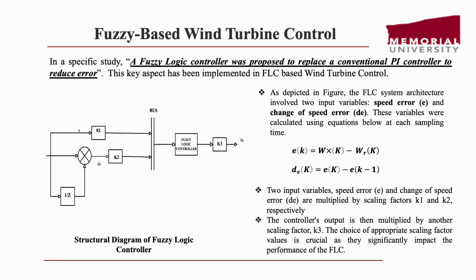The choice of appropriate scaling factor values is critical as they significantly impact the performance of the fuzzy logic controller. The parameters discussed in the mathematical equations are quite clear in the structural block diagram of this fuzzy logic controller. As you can see here, the parameters K1 and K2 are mentioned, and how the input is then processed in the fuzzy logic controller, and finally the scaling factor K3 is multiplied to reduce the error and get a proper output from the fuzzy logic controller.